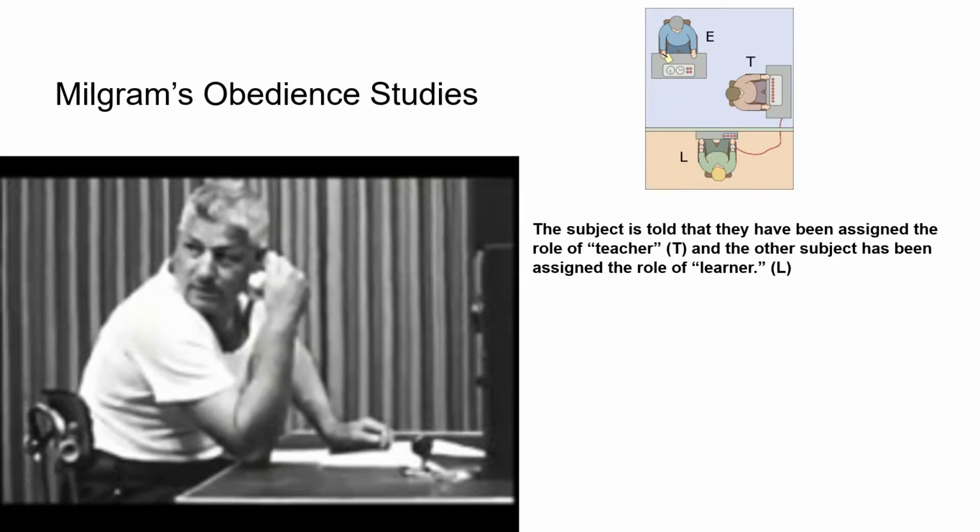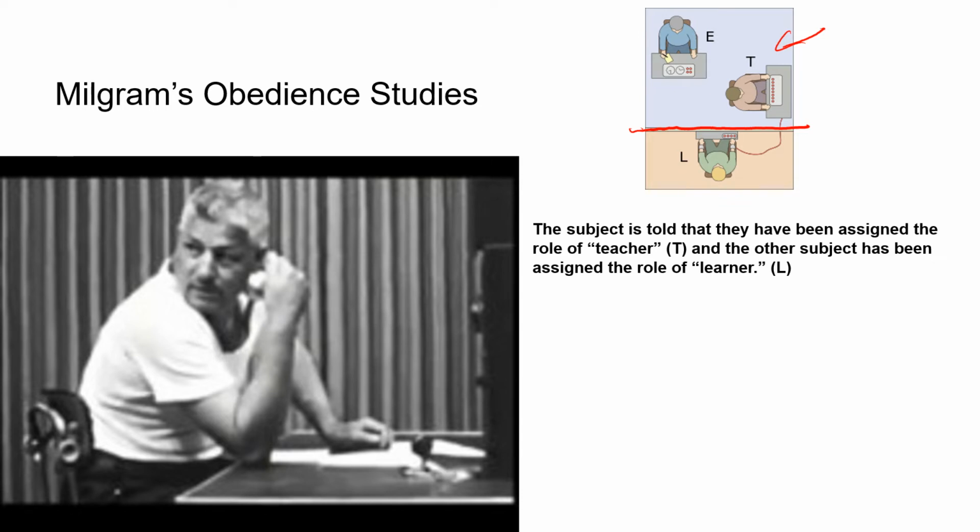So in Milgram's study, subjects were told that they'd been assigned the role of a teacher. So they were the teacher, up here as a teacher. There was a wall between them and the learner. The learner was another subject in the experiment. They were told it was. It wasn't. It was a confederate, somebody pretending to be in the experiment. But the point is they thought the learner was another person.